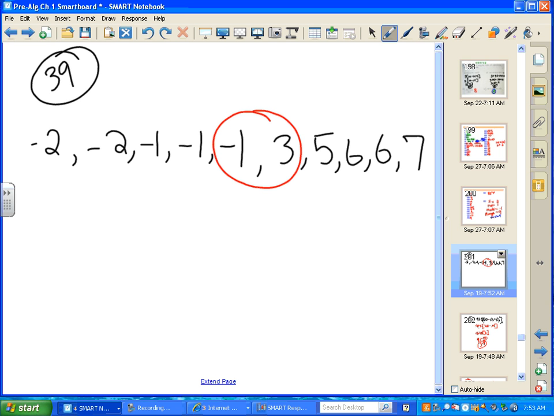The median, take the middle two most numbers, add them, divide by 2. -1 plus 3 is 2. 2 divided by 2 is 1. Okay? Okay, any other questions on the second half of that, Charles?